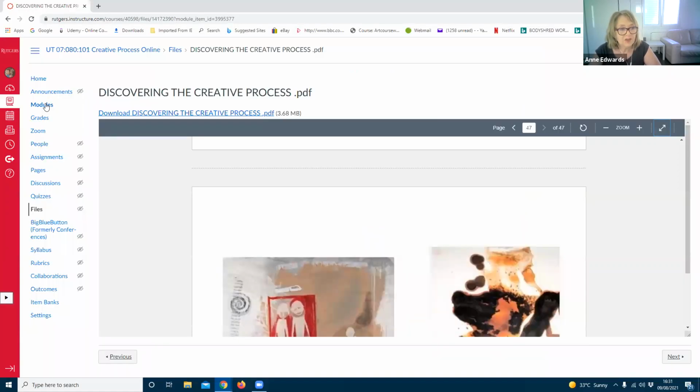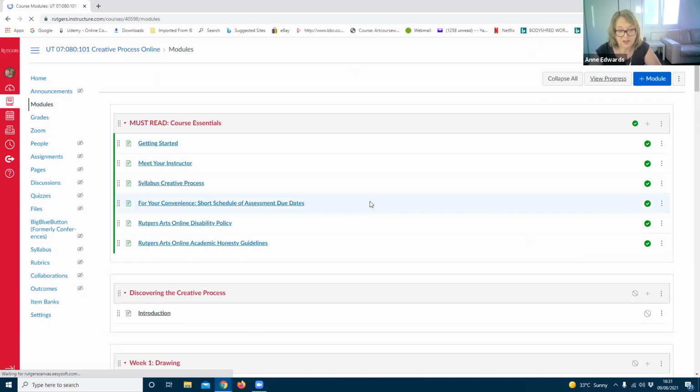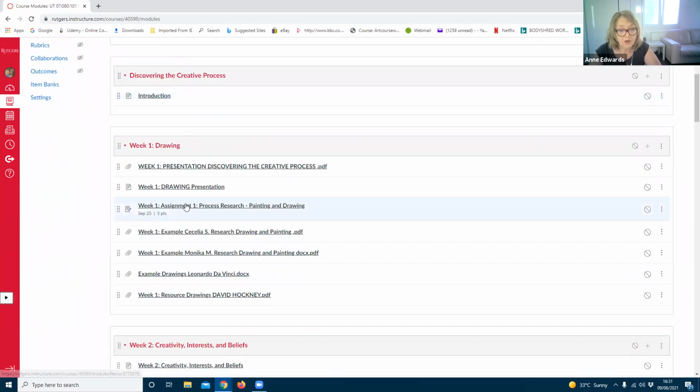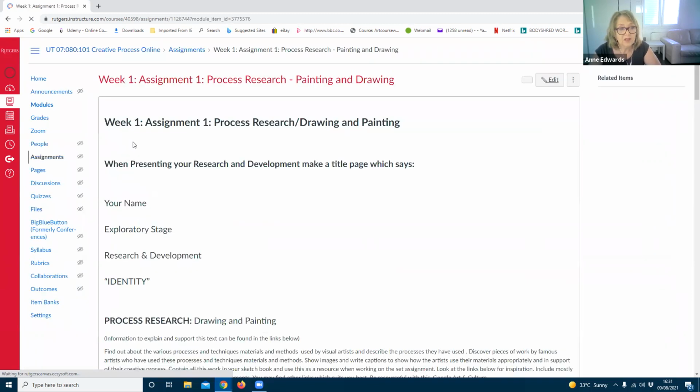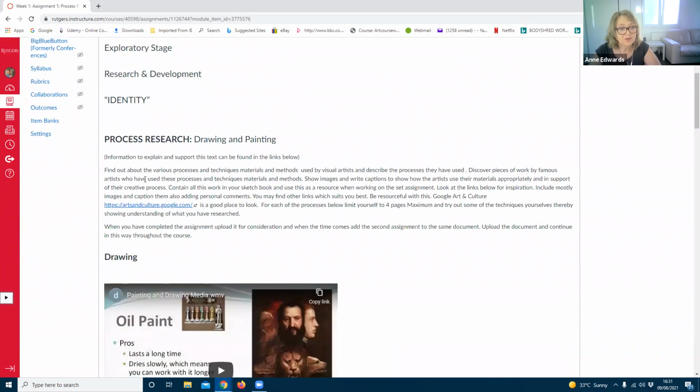As I said, each week you will be given an assignment, and the assignment for week one is process research. Before you do any artwork of your own, you need to know the processes that are available for you to use. So here is the assignment, process research, drawing and painting. And here you'll see you have to find out about various processes, techniques, materials and methods used by visual artists to describe the processes they have used.